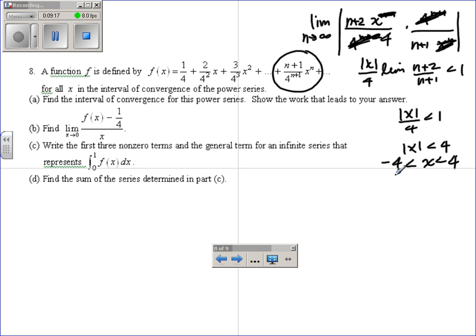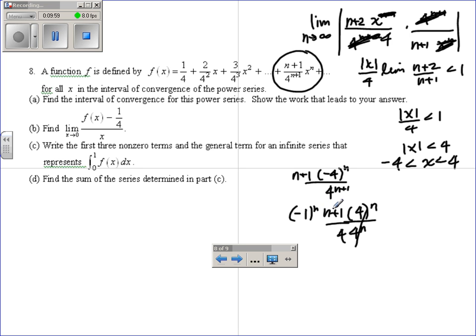Okay, so then we're going to test the endpoints. If you plug back in negative 4 over here, we have n plus 1, negative 4 to the n, over 4 to the n plus 1. And so, let's see. I can pull out a negative 1 to the n plus 1. This is 4 to the n over 4 to the n times 4. So we have n plus 1 over 4. And this is not decreasing because the numerator is always going to be increasing here.